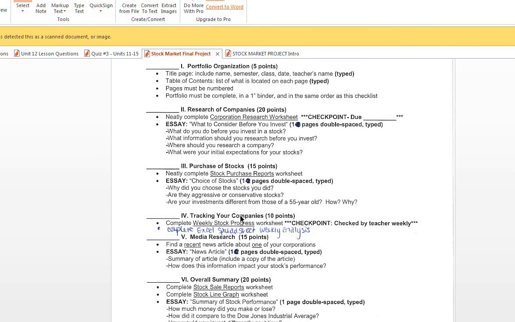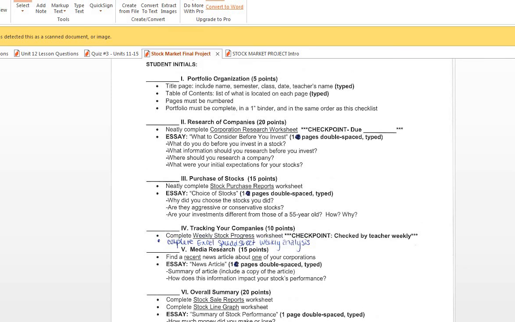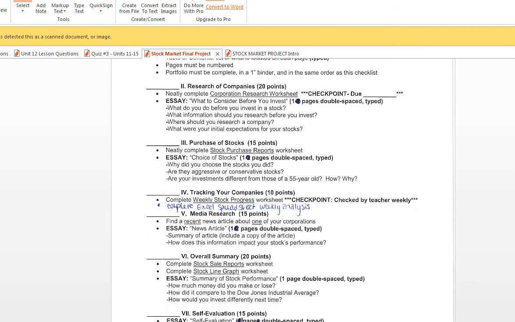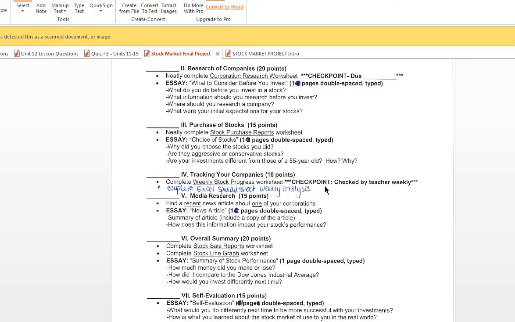This next section, worth 10 points, is tracking your companies, and that's the weekly analysis, weekly putting down how much your stock has changed to, and will require you emailing that to me each week, signing off, verifying it, and you putting the information into that Excel spreadsheet to be able to get a good analysis of it.